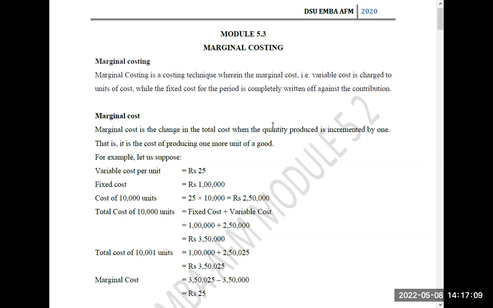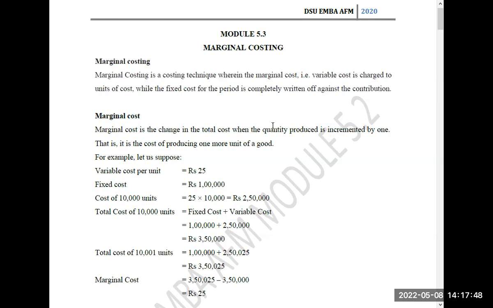1 rupee. Suppose I'm producing 2,000 units in the same premises, now what is the cost of rent for one unit? 50 paisa. If I produce 4,000 units, what is the rent per unit? 25 paisa. Are you getting my point? So in this manner, fixed cost per unit changes. If the number of units is increasing, fixed cost per unit is decreasing. In our example, 1 rupee, 50 paisa, then 25 paisa.